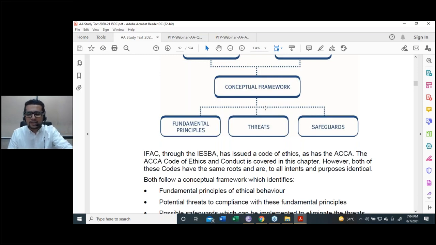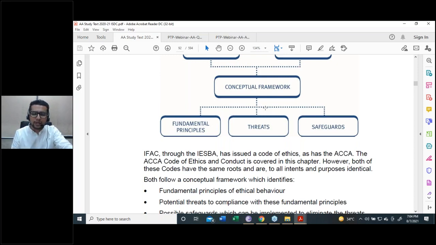Now, where is ethics going to be tested? Option number 1, as a part of a long question. Option number 2, OTQs. Option number 3, as knowledge-based. So it's a hot topic. It could be tested in any form. So let's start ethics. And with respect to ethics, we need to study 3 things only. Number 1, the fundamental principles, the rules, the guidelines. It's called the fundamental principles.